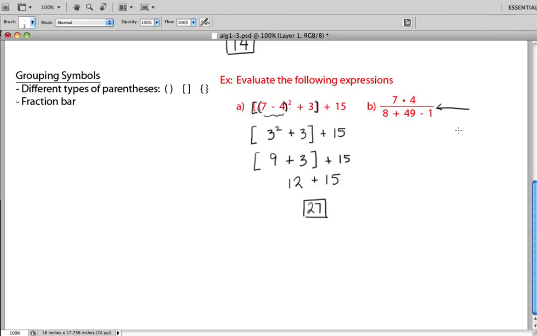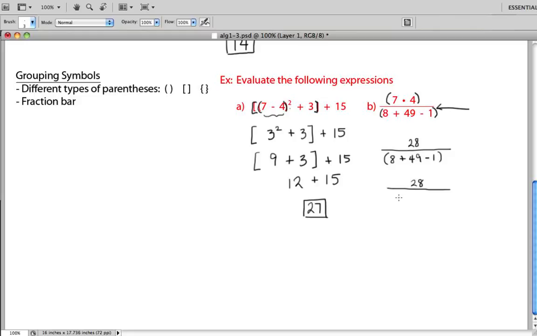Over here on this example, we have a fraction bar, which is this line right here. A fraction bar is considered a grouping symbol because it separates the top from the bottom. And you would look at it as if the top and bottom were separately in parentheses. So we would calculate the 7 times 4 first. Then we would calculate what's inside these parentheses on the bottom.